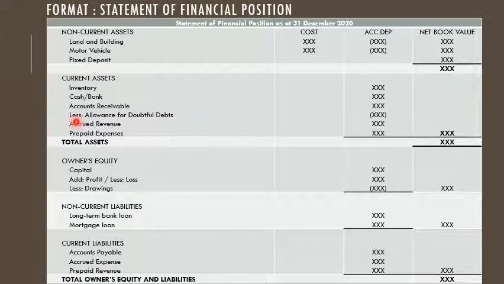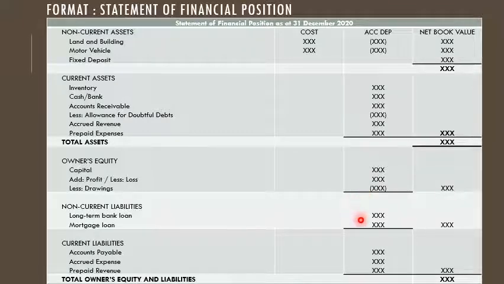And then if you still recall, we minus the allowance for doubtful debt under the account receivable. Okay, account receivable minus allowance for doubtful debt, you will get the net debtors here. And then you get a total asset here. Right, for your owner's equity, capital plus profit, or if you gain loss, minus loss. And then minus drawings.